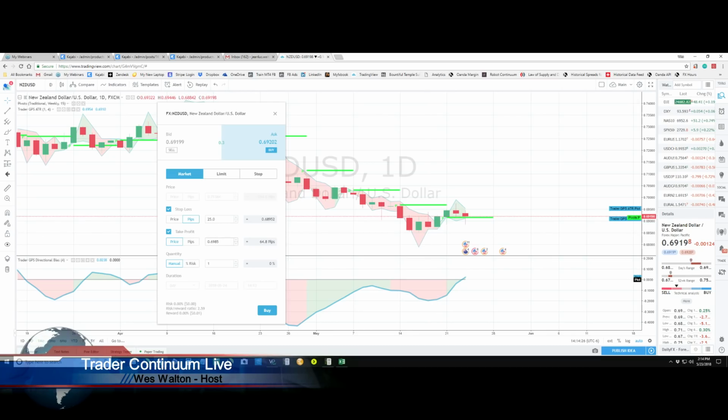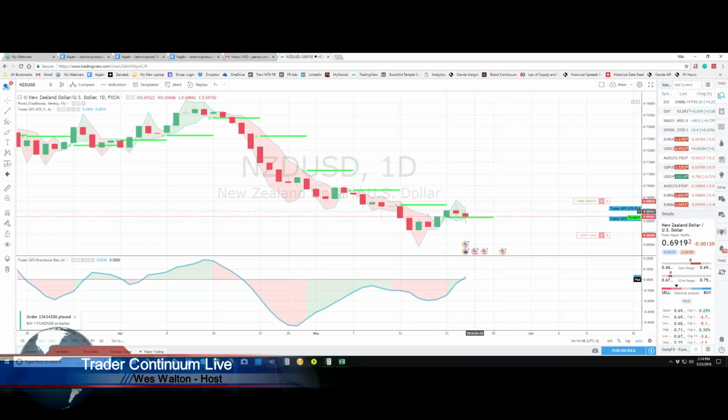68.40? Let's do 68.40. Stop loss price 68.40. I realize that we're risking 80 pips to get 65 pips, but I'm just going to do it anyways. I'm going to go ahead and buy this. There we go.